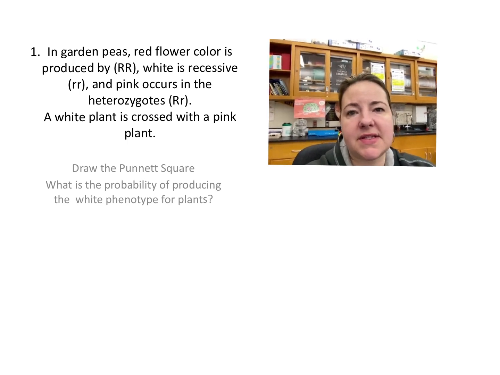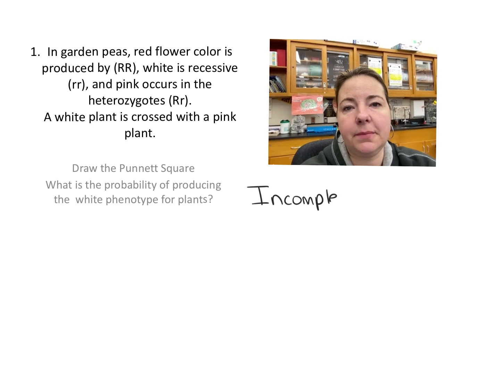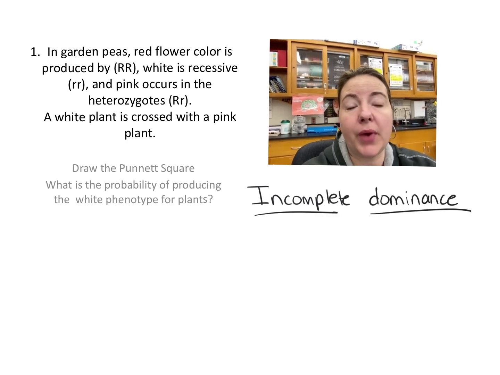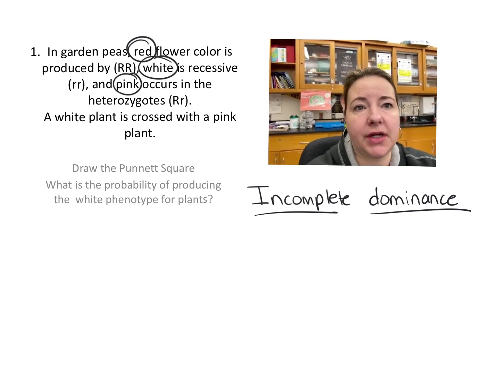Next, we get into some examples that are incomplete dominance. The way to know that this is incomplete dominance is because when you have a red flower and a white flower, we don't get the dominant trait of red.